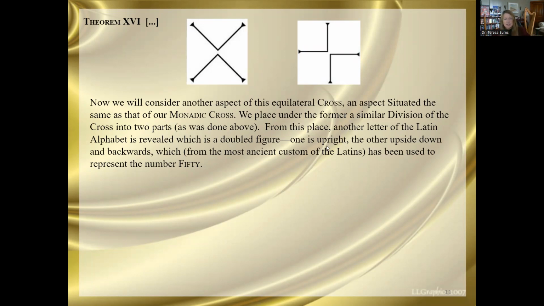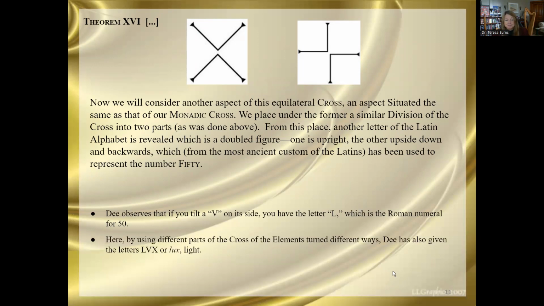From this place, another letter of the Latin alphabet is revealed, which is a doubled figure. One is upright, the other upside down and backwards, from which the most ancient custom of the Latins has been used to represent the number 50. Okay, so he's just observing that if you tilt a V on its side, you have the letter L, which is the Roman numeral for 50.